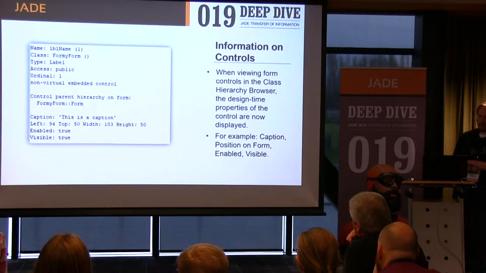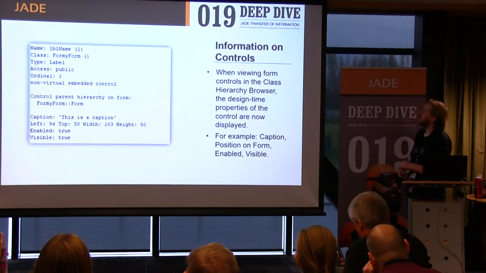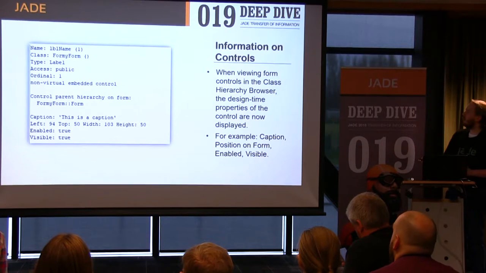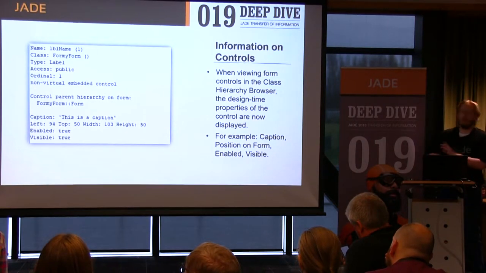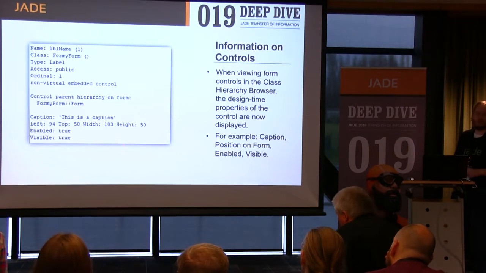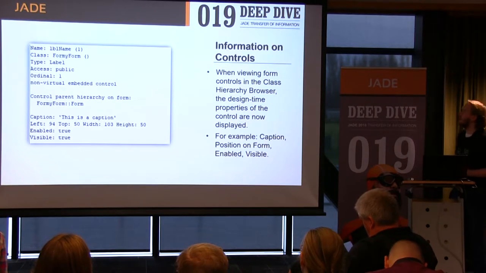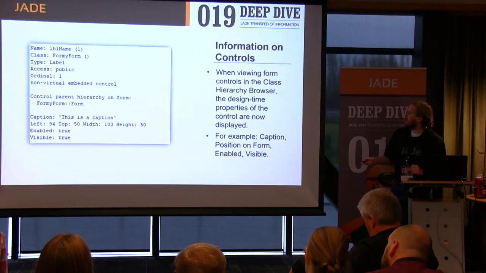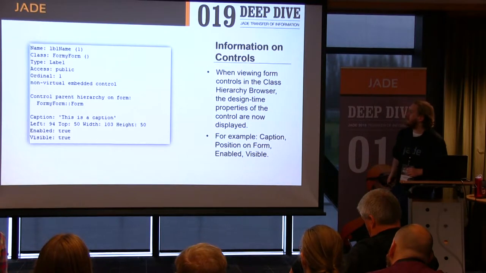Next along, information on controls. Just a pretty minor simple thing here. If you're looking at a control in the class hierarchy browser, you've got any design time properties. So previously you might have had to pop over to the painter to check what the caption on this label was, whereabouts on the form it was positioned, or whether it was enabled or not. This is at design time. Obviously if you modify something at runtime, the class hierarchy browser can't really know about that. But if you're looking for design time information, when you've got the control selected, you can see that information straight from there.